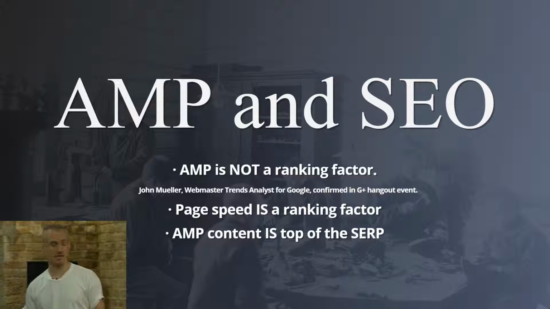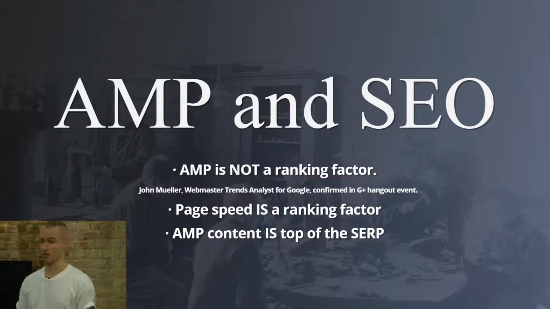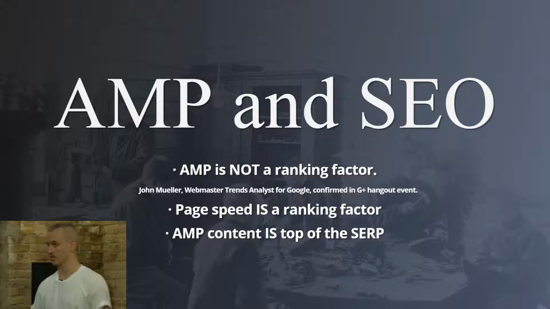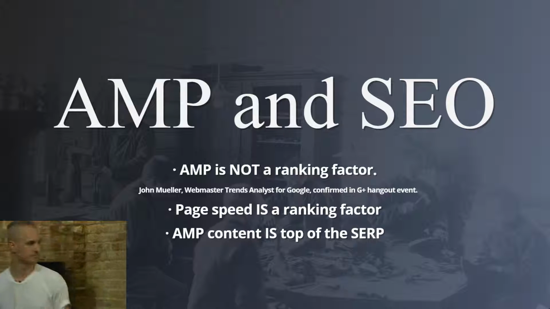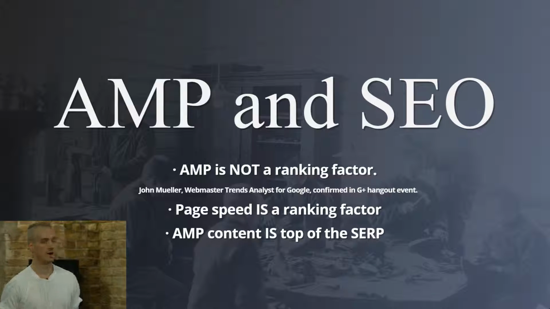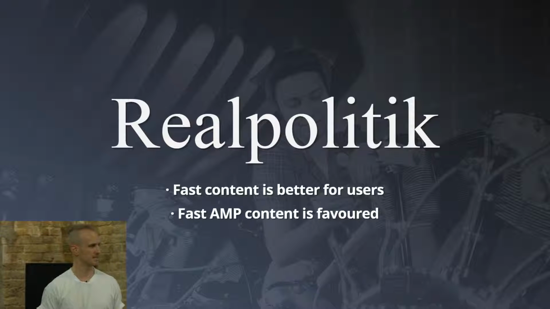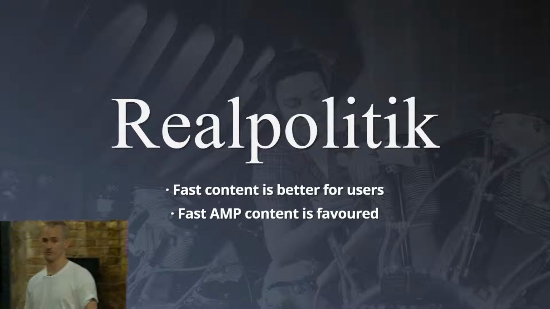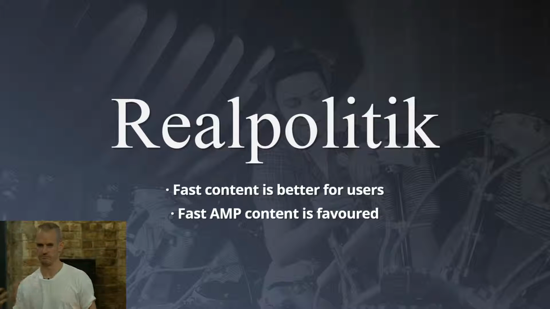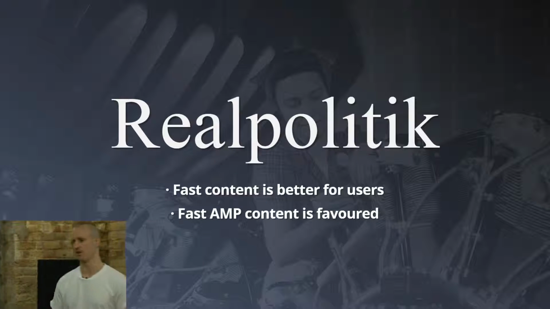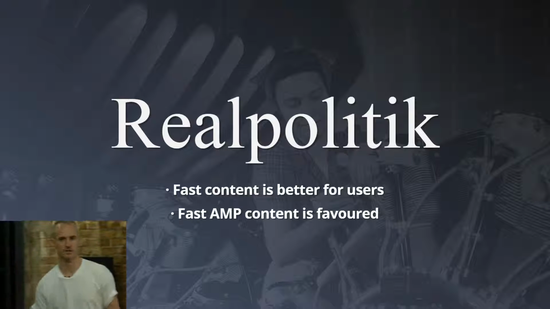And of course, AMP content is at the top of the search engine results page. The only way you can be in that carousel is if you have an AMP page. So there's some stuff here. Fast content is better for users. Somebody manually tuning a website, that's awesome. Fast content is great. Google care more about fast AMP content right now on a technical level.